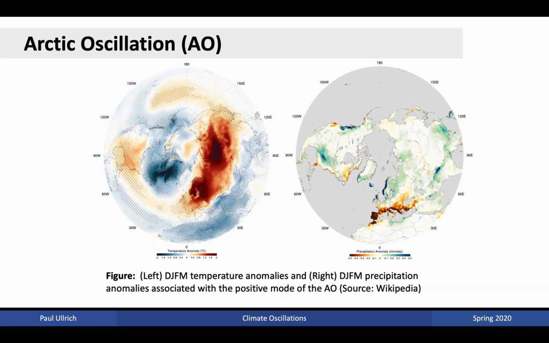On the left-hand side of this plot, we see the temperature anomalies associated with the Arctic Oscillation, and on the right, we see the precipitation anomalies. Note that these plots are both made looking directly down on the North Pole.